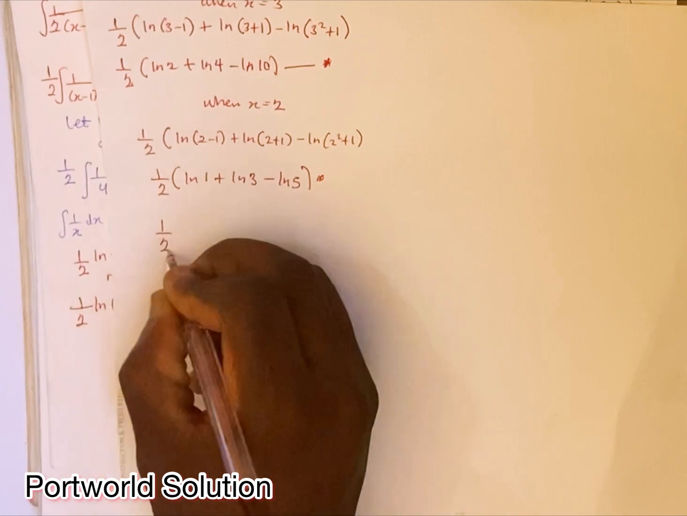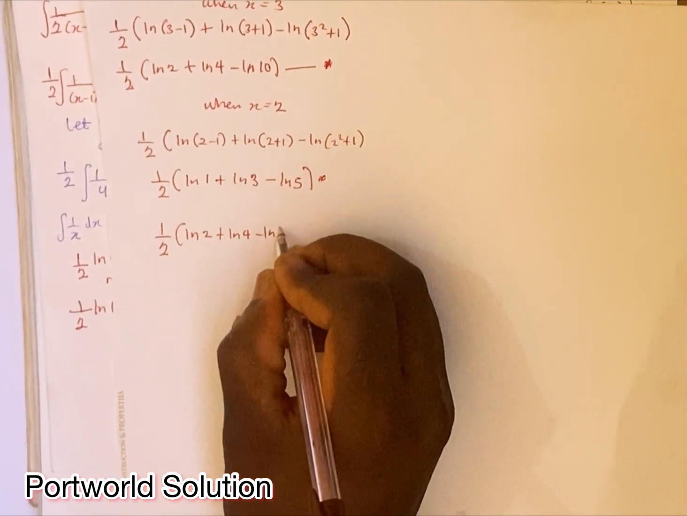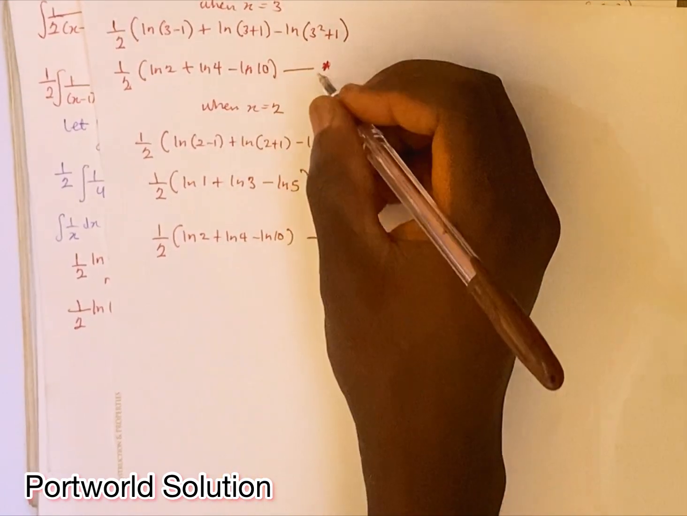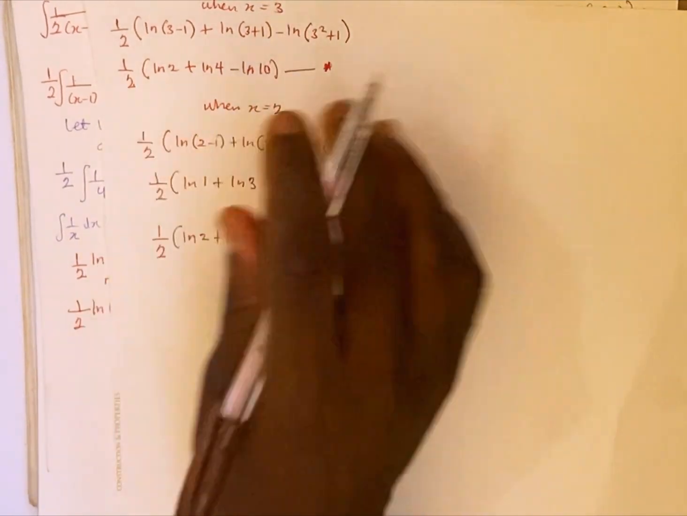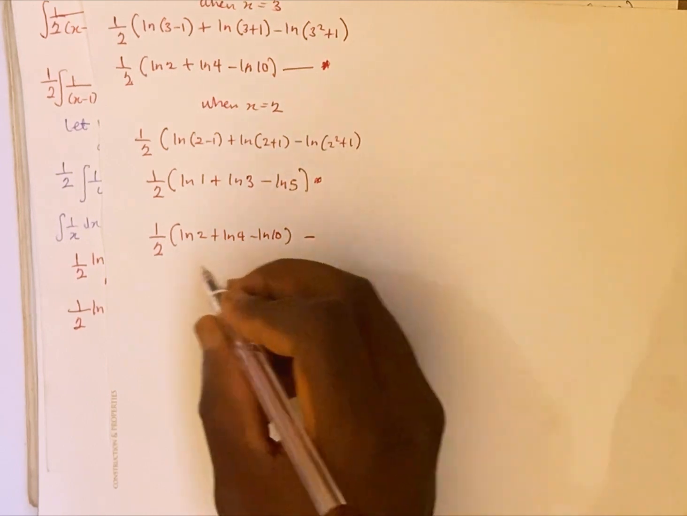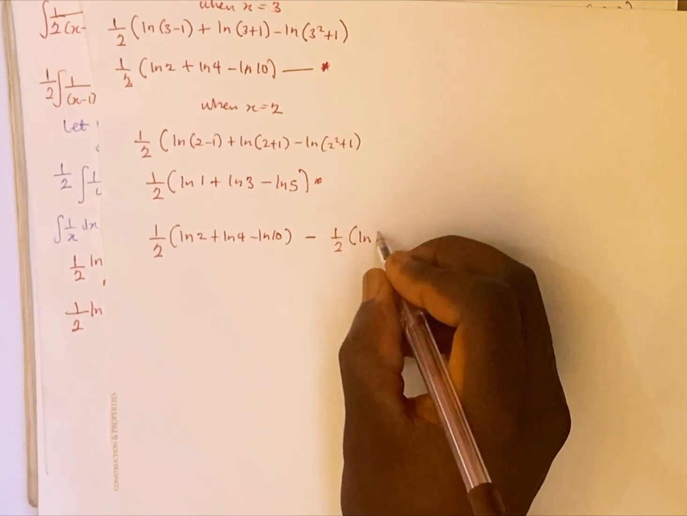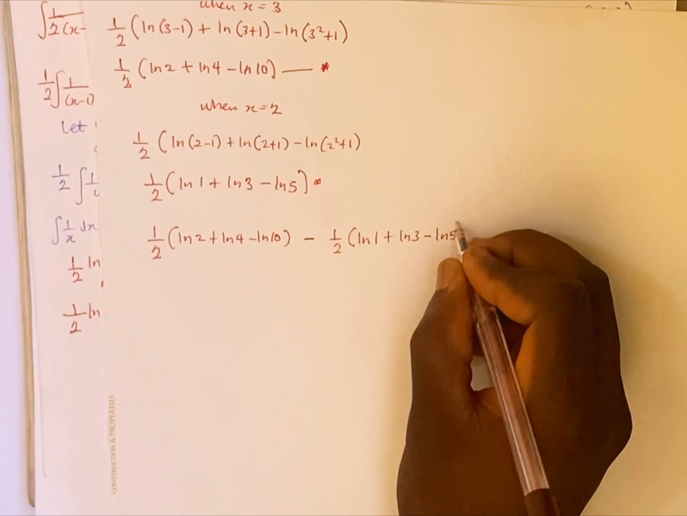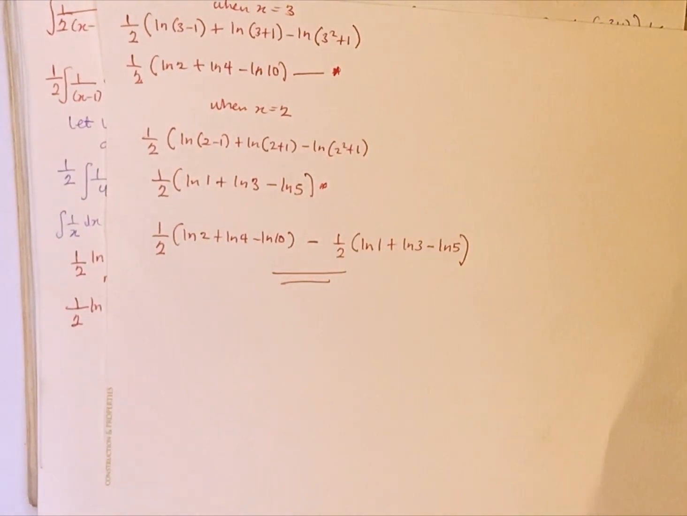Then I'm going to have 1 over 2 into brackets natural log of 2 plus natural log of 4 minus natural log of 10, then into brackets minus again. This is my upper limit, and this is my lower limit. So when x is 3 is my upper limit and when x is 2 is my lower limit. Then this is minus 1 over 2 into brackets natural log of 1 plus natural log of 3 minus natural log of 5. So go ahead and solve this. Then make sure you drop your answer in the comment box below. Thanks for watching.